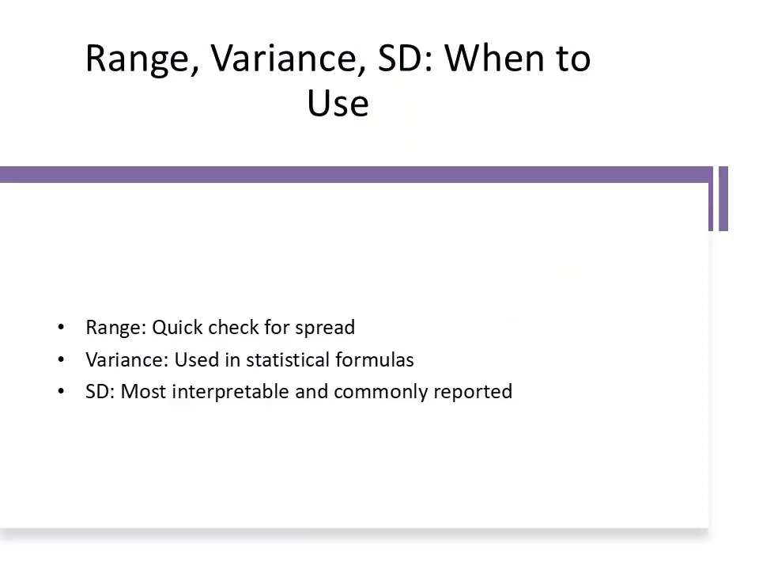When should you use each? The range is quick and simple, but not very informative on its own. Variance is used in many statistical formulas and models. Standard deviation is the most interpretable and should be reported alongside the mean whenever possible. Together with measures of central tendency, variability measures give a complete description of your data.